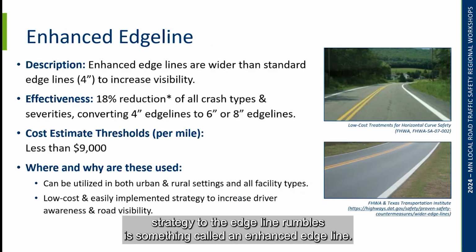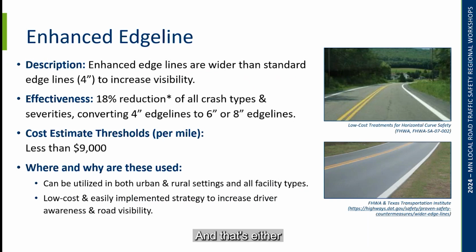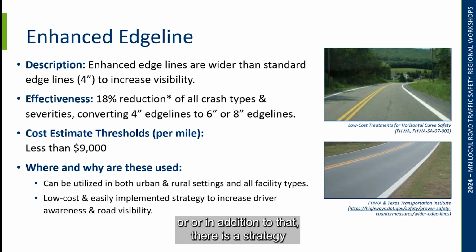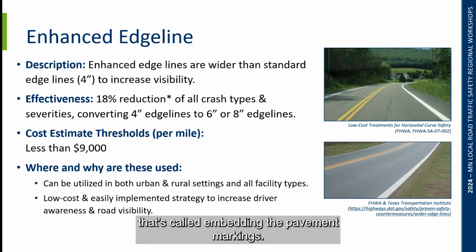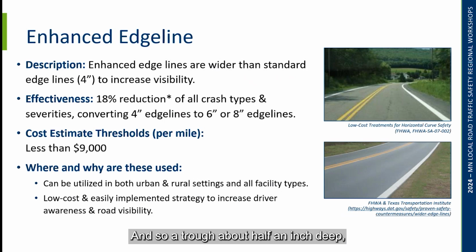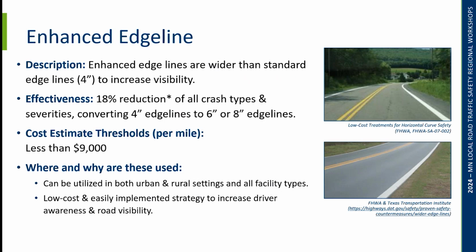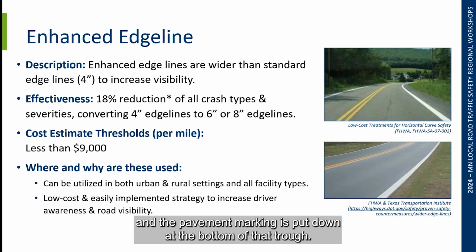An alternative strategy to the edgeline rumbles is something called an enhanced edgeline, and that's either taking the edgeline from a traditional 4 inches to something either 6 or 8 inches, or in addition to that, there is a strategy that's called embedding the pavement markings. And so a trough about 1/2 inch deep, 6 inches wide, is cut in the edge of the pavement, and the pavement marking is put down at the bottom of that trough.